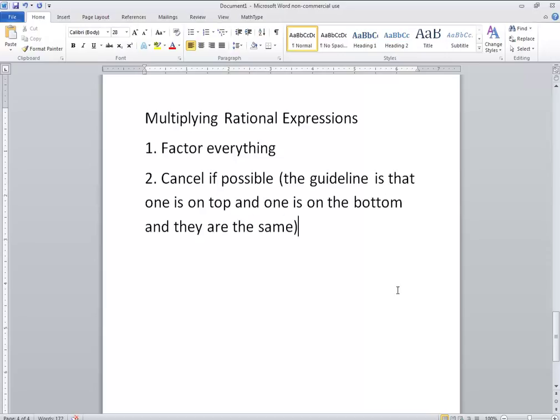Now there's a stipulation that goes along with that. Everything has to be multiplication, and we'll see that with this example. So one's in the numerator and one's in the denominator. They don't have to be in the same fraction. They just have to be one on top, one on the bottom, the same. Then step 3 is multiply the tops and multiply the bottoms. So multiply the numerators, multiply the denominators.